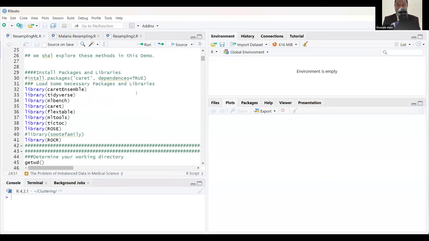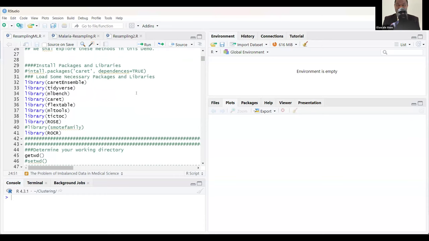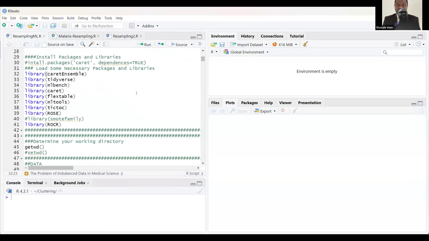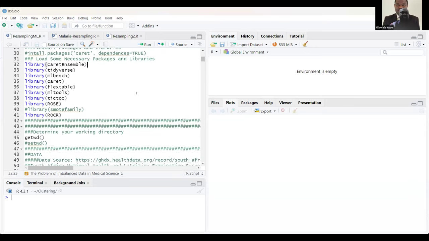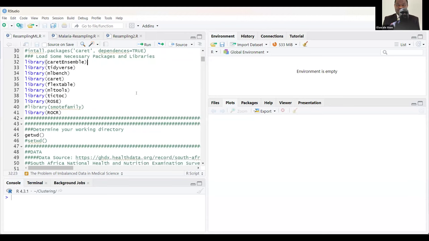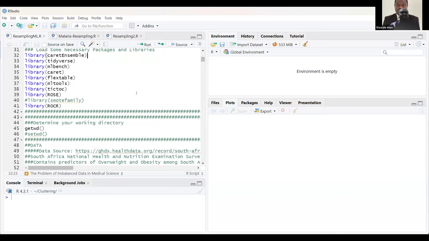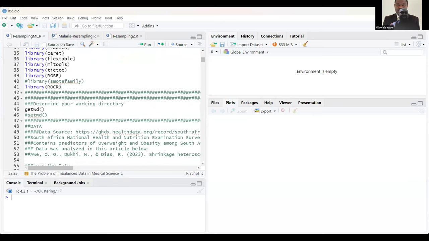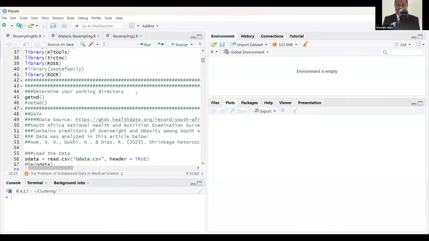Now, we first begin by loading the essential libraries in R. caret, caretEnsemble, and mlbench for model comparison, tidyverse for data wrangling, and caret. I'm going to talk so much about caret. I'm going to use caret today. And then flextable in case you want to depict any of your data sets as a table. And then MLmetrics for comparing the metrics, and tictoc for determining the amount of time taken for each model to run. And then ROSE. This is the tool used for conducting the resampling, and then ROCR for plotting the AUC, area under the curve of receiver operating characteristics.